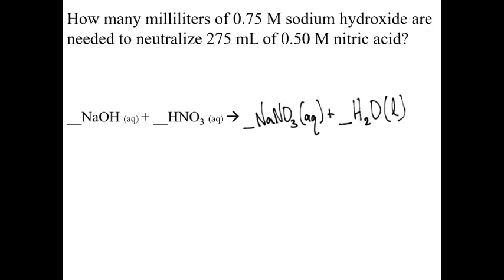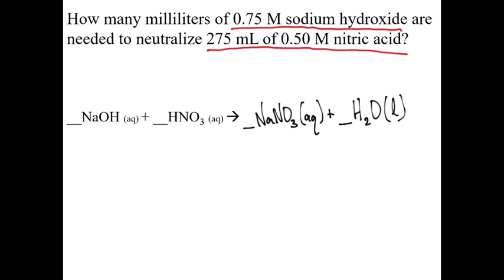This question asks how many milliliters of 0.75 molar sodium hydroxide are needed to neutralize 275 milliliters of 0.50 molar nitric acid. So I can underline my quantities here to help me get started.